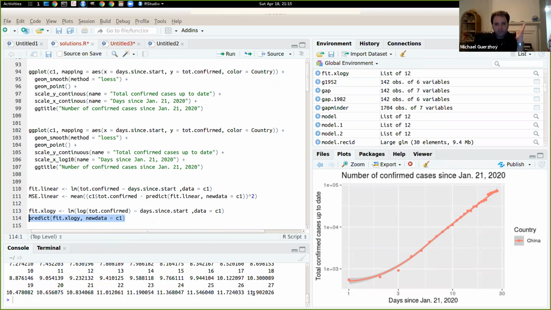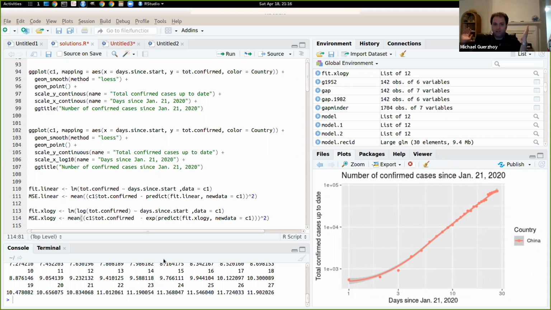So the predictions, you know, are log, right? So in order to get back to the total confirmed so that it's comparable here, I'll need to say exp of. And now I can say MSE x log y is mean of the total number of confirmed minus this much. And now I need to enclose it in parentheses again, like this. And now I'll square it, and I'll do the mean squared error, right?